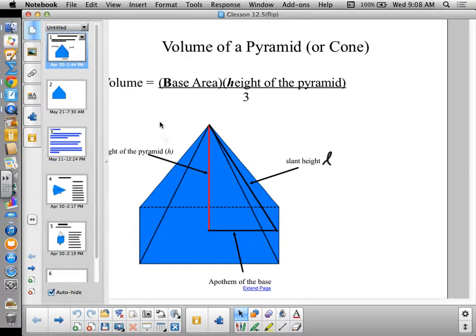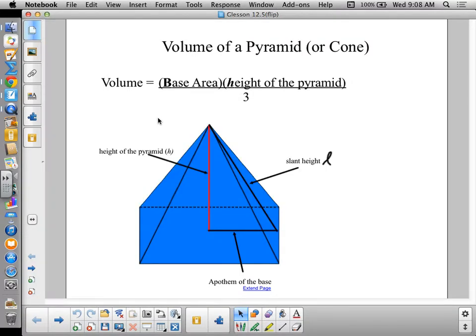Today what we're looking at is finding the volume of a pyramid or a cone. And with the volume of a pyramid or a cone, again, there's not going to be a whole lot of difference from what we did yesterday, except the volume, instead of using the slant height, uses the actual height. So now the actual height of our pyramid is what we're interested in, this segment right here.